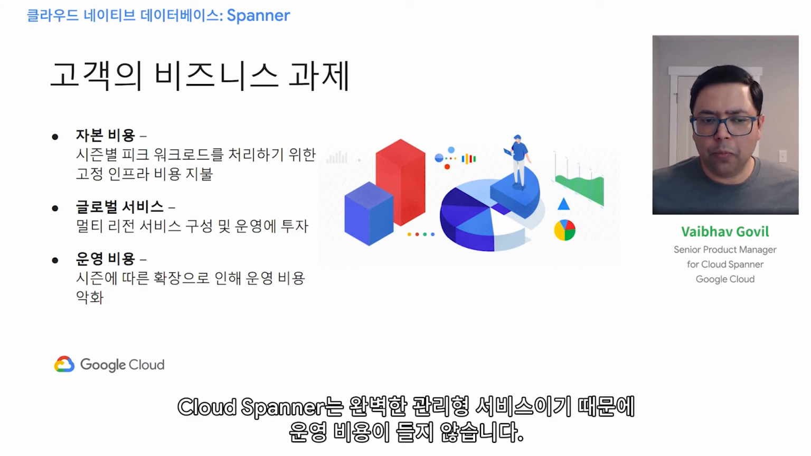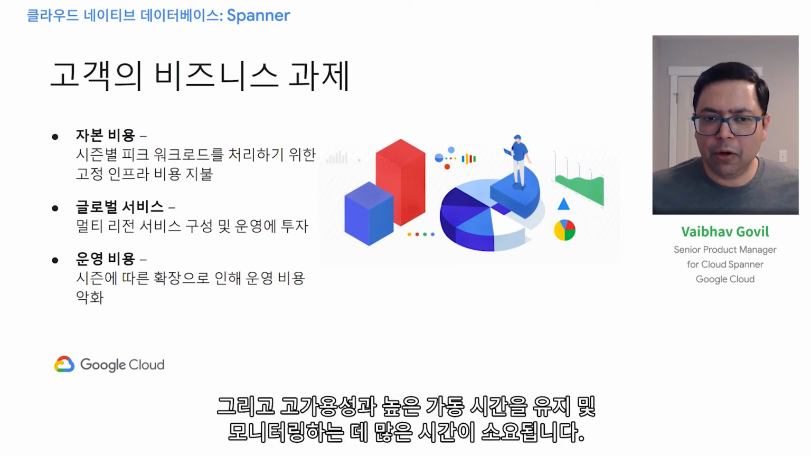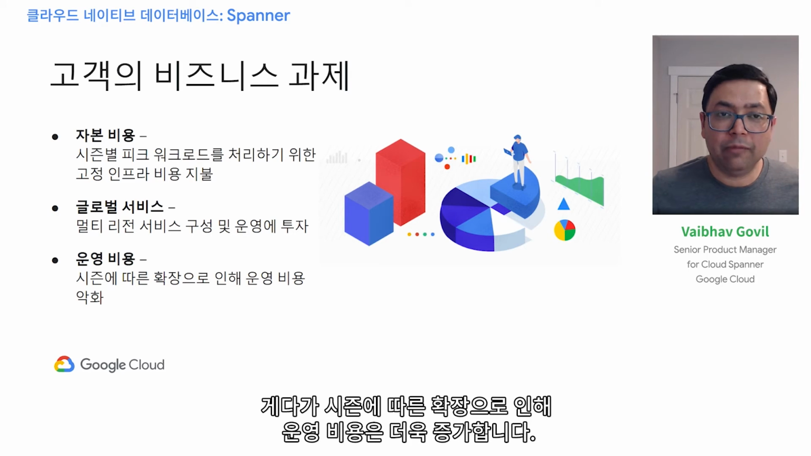And then operational cost: Spanner is a completely managed service. It requires a lot, as you would know if you have managed a Cassandra deployment or anything like that. It takes a lot to maintain that high availability and high uptime and keep the lights on, as we say. And operational cost is exacerbated with seasonal scaling.